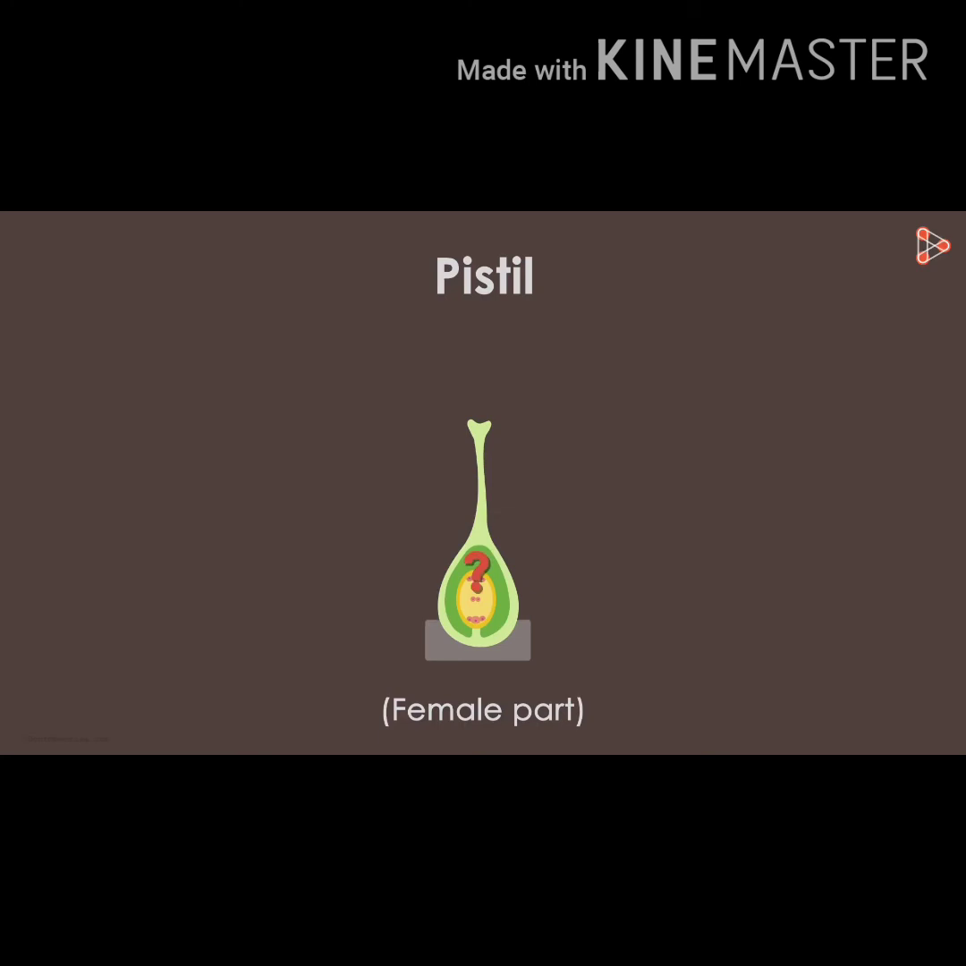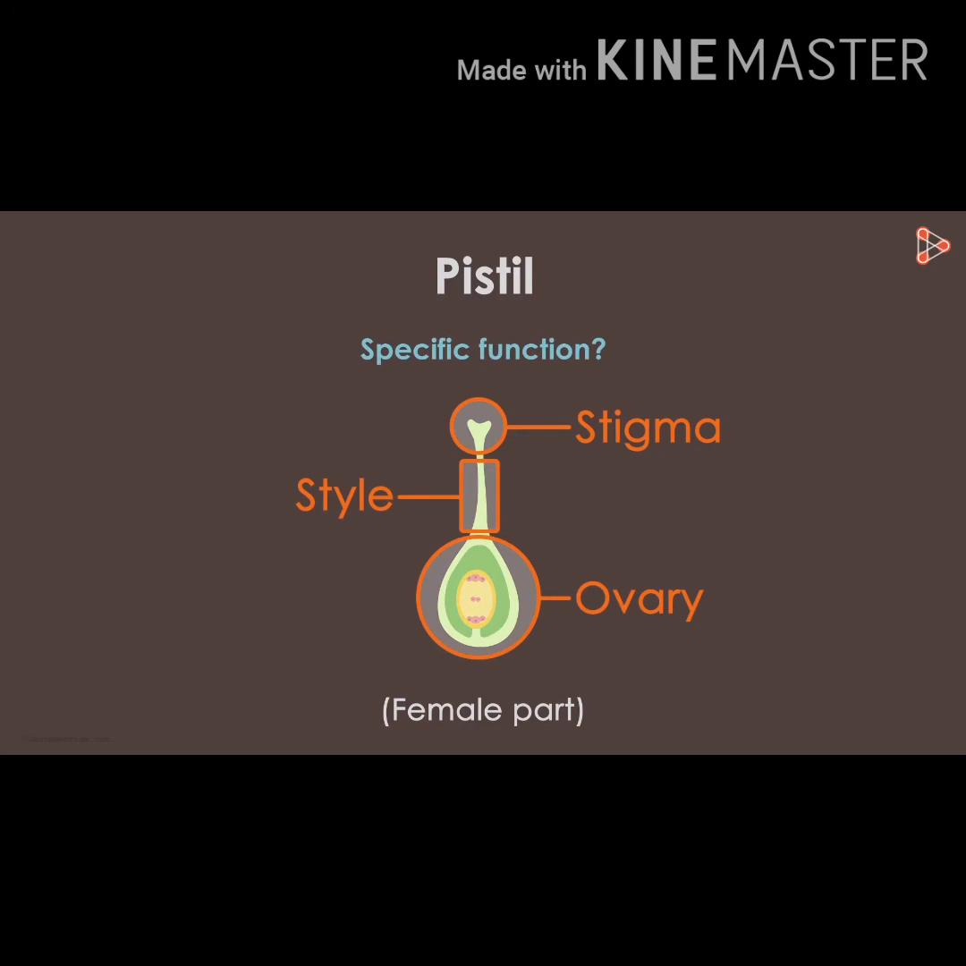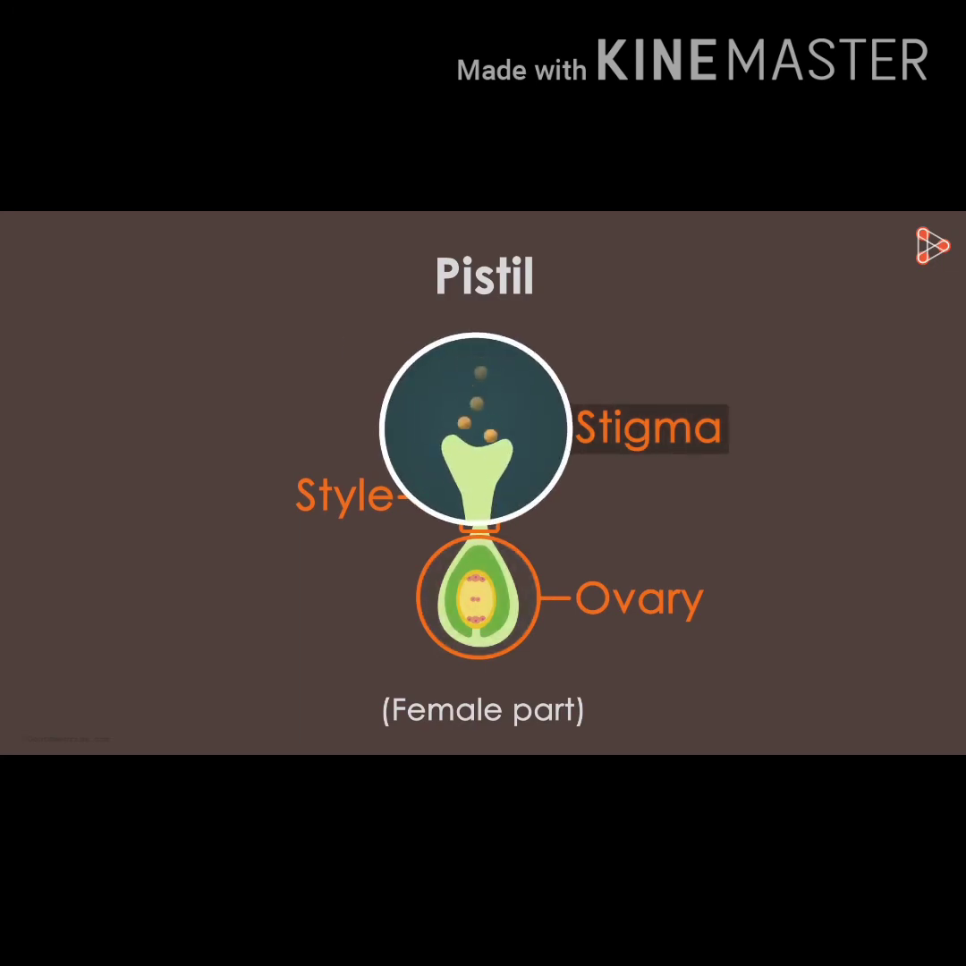The female reproductive part is gynoecium, which consists of pistil or carpel. Each pistil or carpel has three parts. The topmost portion is called stigma, a long filament portion is called style, and a flask-shaped structure is called ovary. Stigma is the landing portion where the pollen grains are deposited after pollination. When the pollen matures, it comes from the anther and is deposited on the stigma.